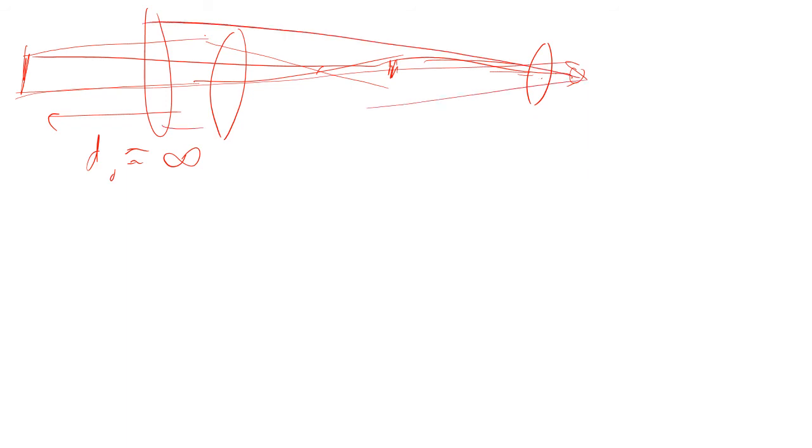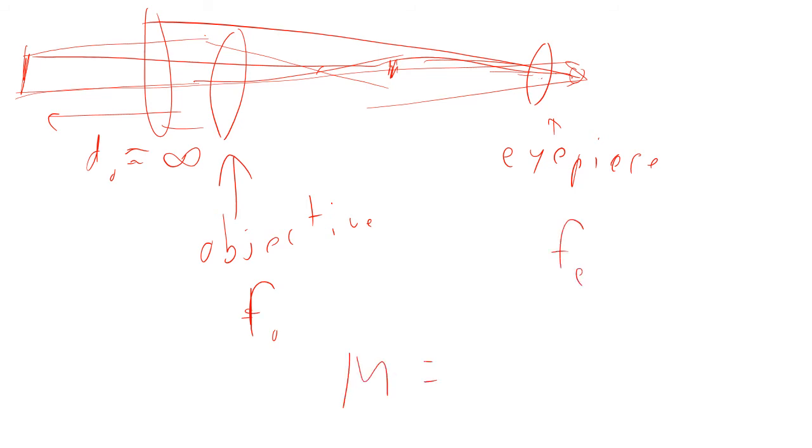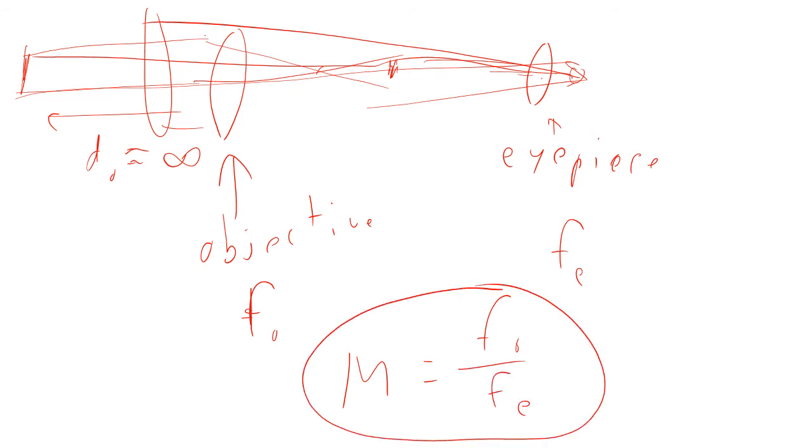I'm not going to belabor the point; you can look through some of the work in the book. But for the magnification of an astronomical telescope, we call this the objective lens, and this is the eyepiece, because that's the part you look through. The objective lens has a certain focal length, which we'll call f sub o. This is f sub e. The magnification is f sub o over f sub e. So there's your magnification for a simple astronomical telescope.